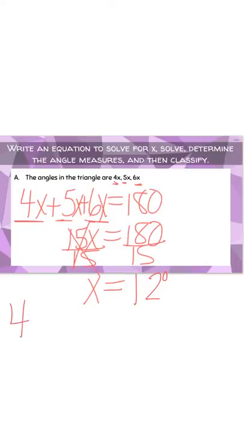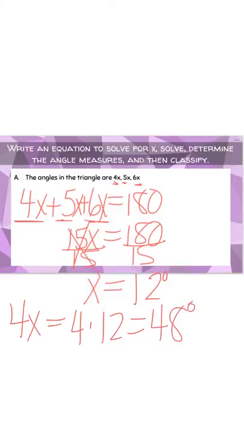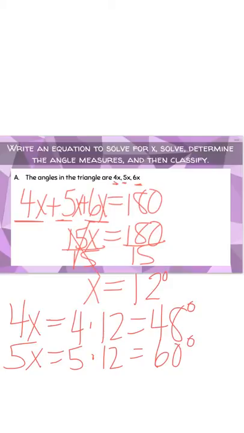Now we need to plug this back in to find out what each of the angles are. 4x would be 4 times 12, and that's 48. So one measurement is 48 degrees. 5x would be 5 times 12, which is 60 degrees. And 6x would be 6 times 12, which is 72 degrees.